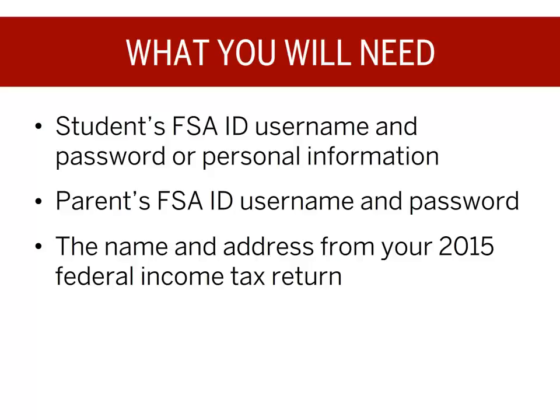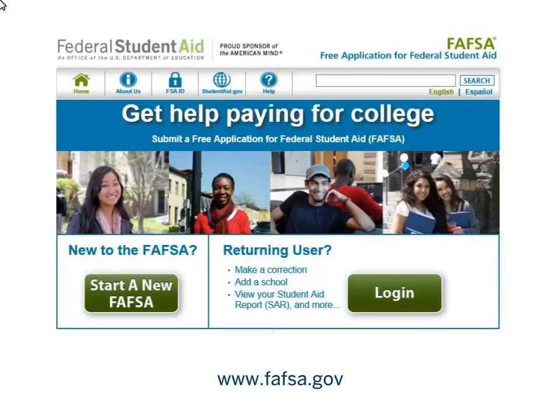In order to complete this process online, you will need access to the student's Federal Student Aid or FSA ID username and password, a parent's FSA ID username and password, and the name and address used on the parent's 2015 federal income tax return. To begin, go to fafsa.gov and click Login.